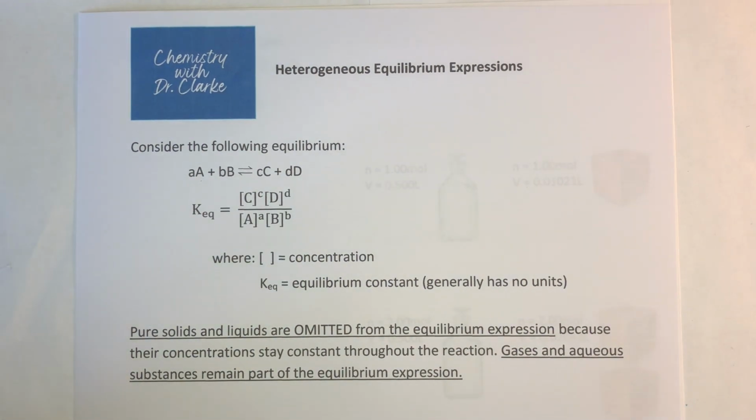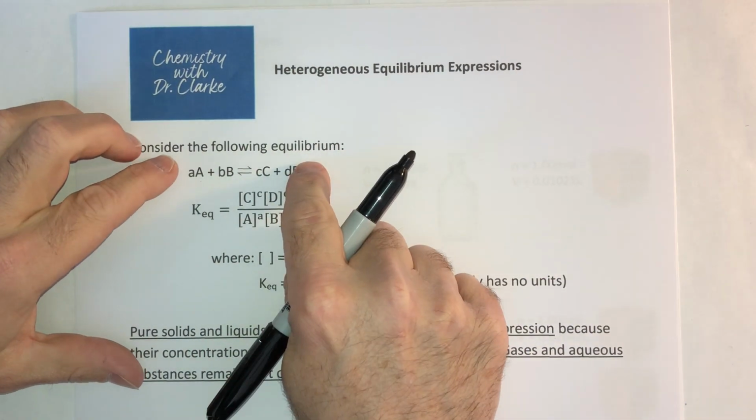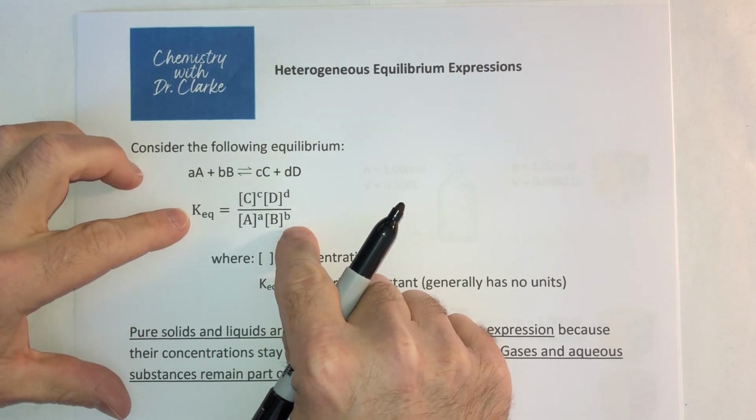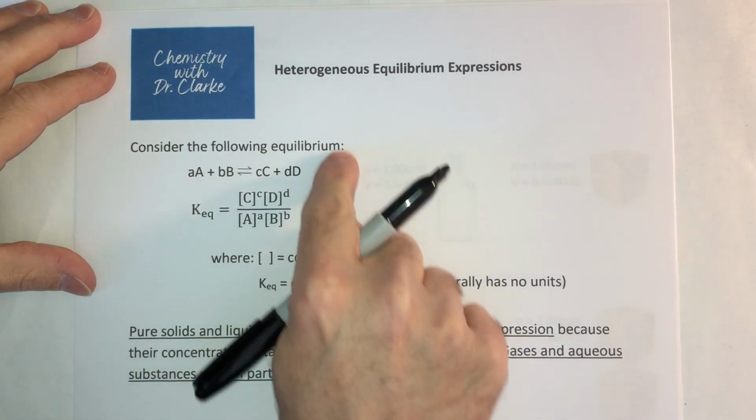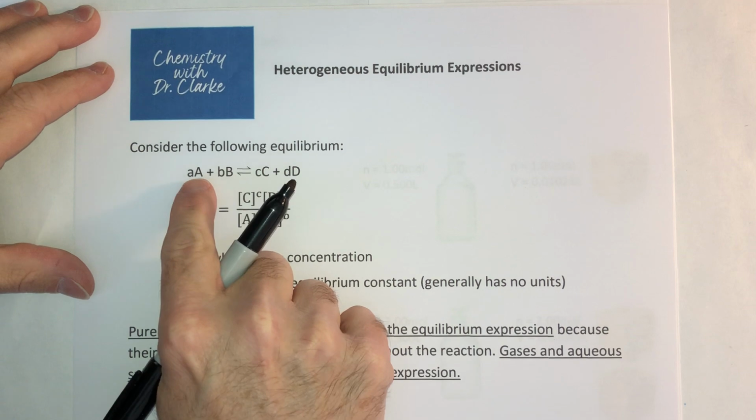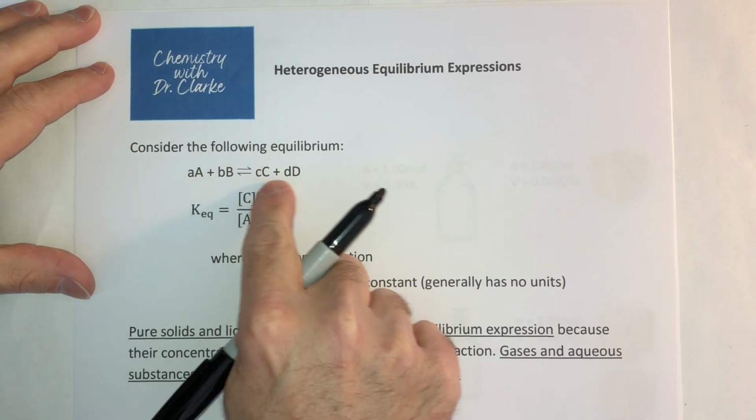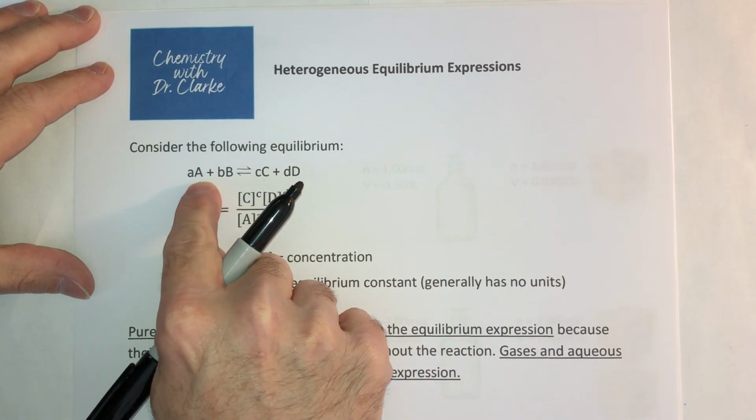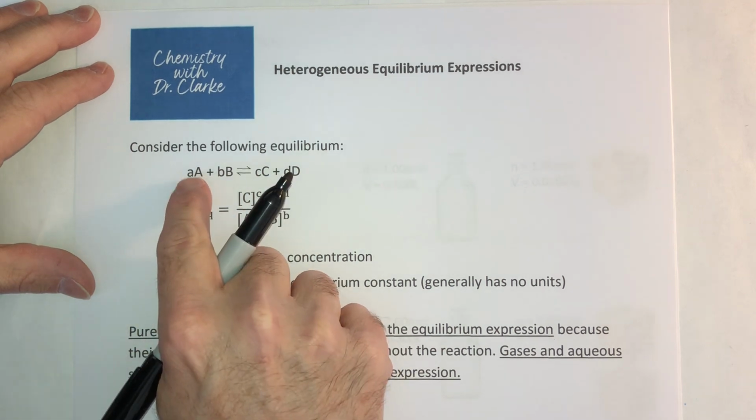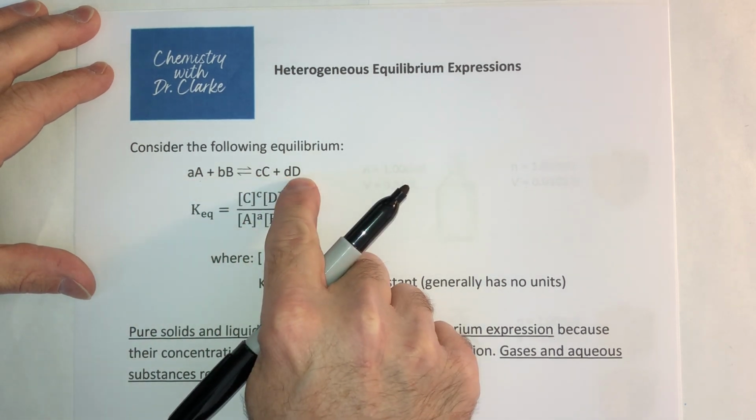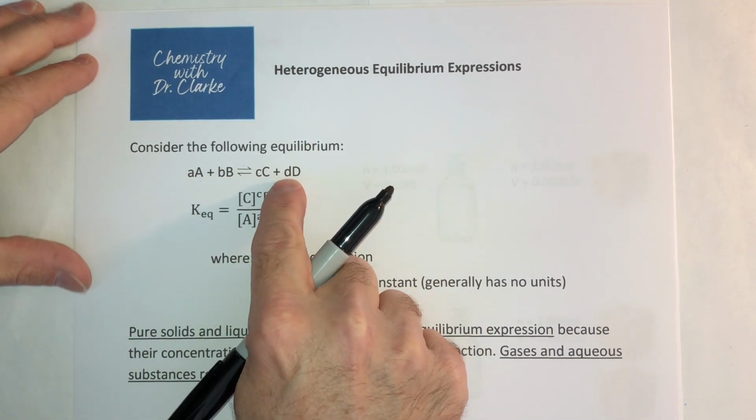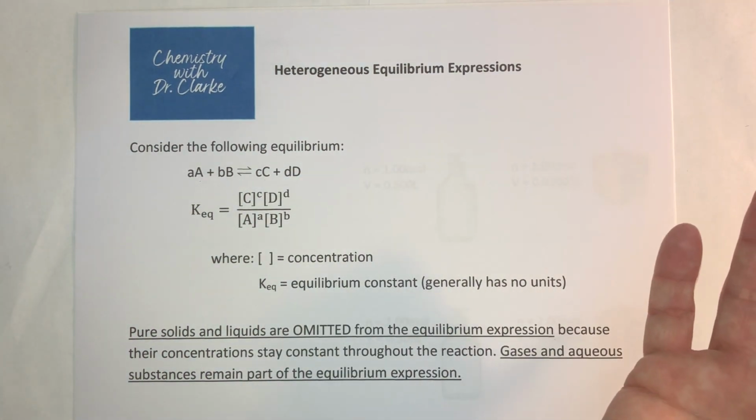So if we do a quick review of what an equilibrium is versus the equilibrium expression. Okay, so this is a very general equilibrium. It talks about some reactants turning into some products and then the products turning back into reactants. The capital letters represent the chemicals. The lowercase letters represent the coefficients used to balance it.